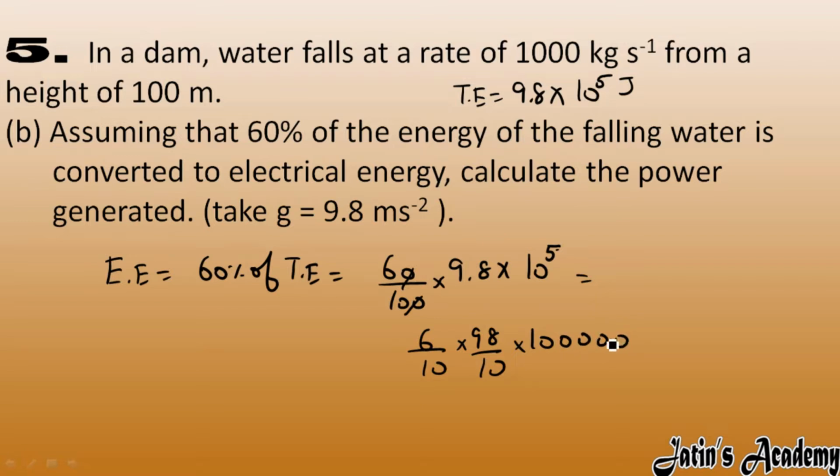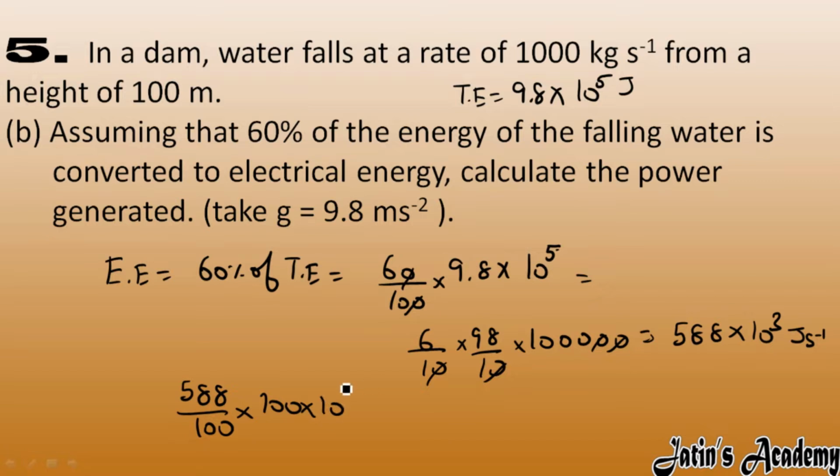Now cut 2 zeros. So here we got 588 into 10 raised to power 3. Okay, this mass is actually kilogram per second, so directly you can also write joule per second, because mass is not kg, it's kg per second. So you can also write like this, 588 divided by 100 multiplied by 100 and 10 raised to power 3 as it is. Joule per second we have watt.